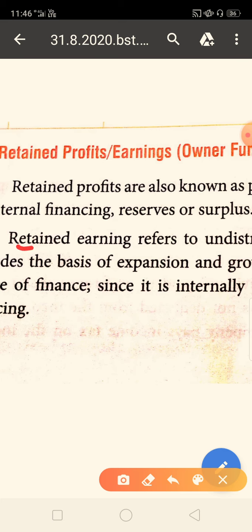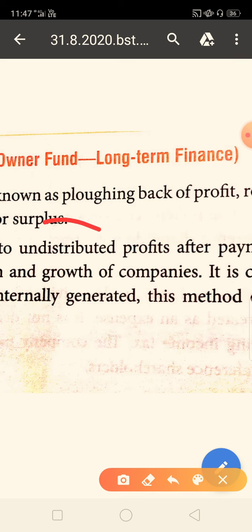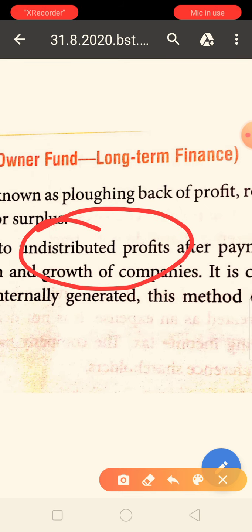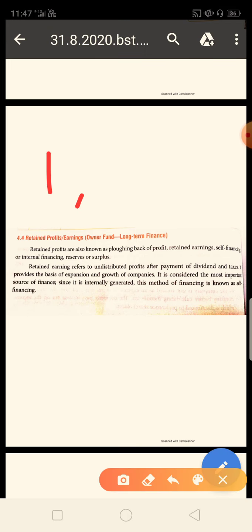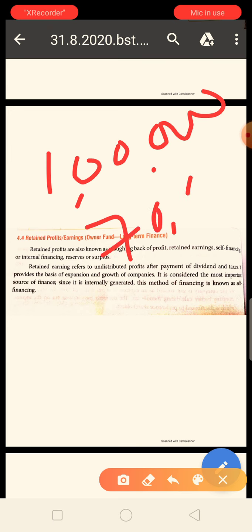Here they are saying that retained earning refers to undistributed profit. They are clearly saying that this is the undistributed profit, the profit which has not been distributed to shareholders. My dear student, you know very well that equity shareholders are the main owners of a business. Suppose the company has earned 1 lakh rupees profit, and suppose the company is not interested in giving the whole 1 lakh rupees as dividend. Suppose the company wants 70,000 to be retained.